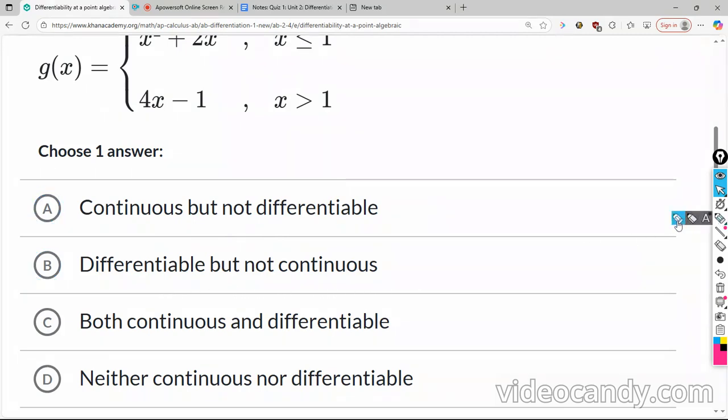But the truth of the matter is, it's never going to be answer B. The function cannot be differentiable if it is not continuous. So really, it's never going to be that case.